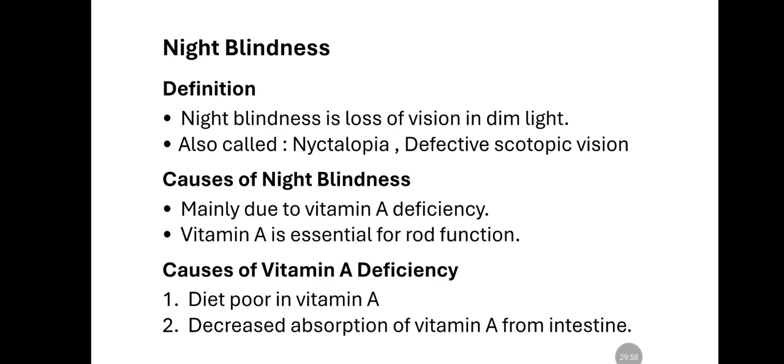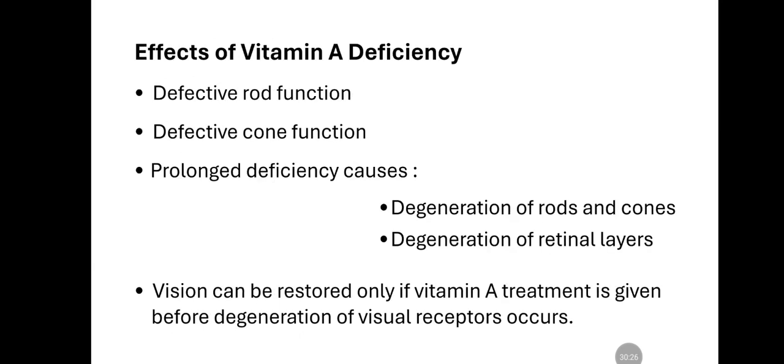Night blindness. Night blindness is a loss of vision in dim light, also called nyctalopia or scotopic vision deficiency. Causes of night blindness are mainly due to vitamin A deficiency. Vitamin A is essential for rod function. Causes of vitamin A deficiency: poor diet in vitamin A, decreased absorption of vitamin A from the intestine. Effects of vitamin A deficiency: defective rod function, defective cone function.